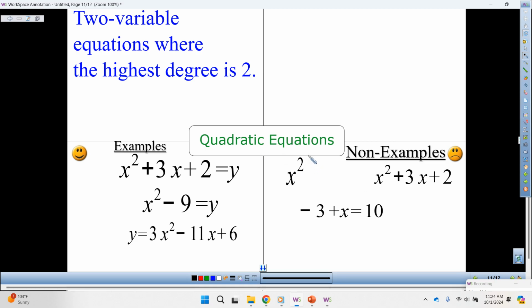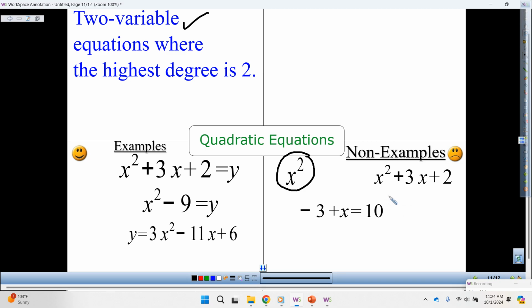All right, let's start with this one right here, Dana. Why is that one not a quadratic equation? It doesn't have two variables. That's one thing. So far, so good. What else? The highest degree isn't 2. There it is. So look at the examples. Look at that one. It doesn't have an equal sign, so that means this is only an expression. That is correct.